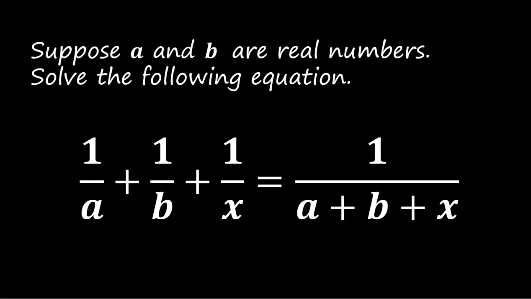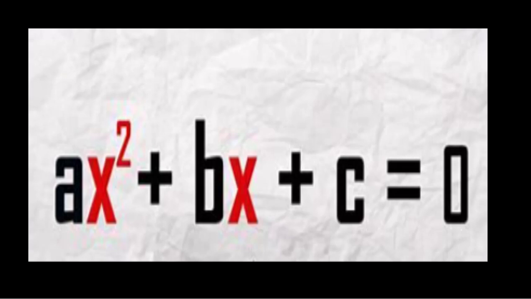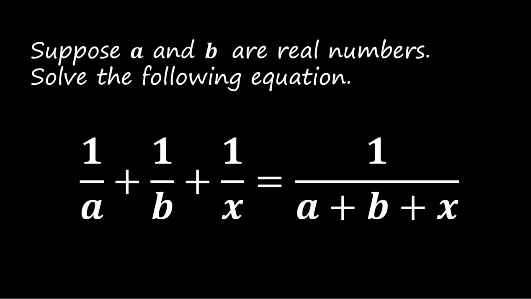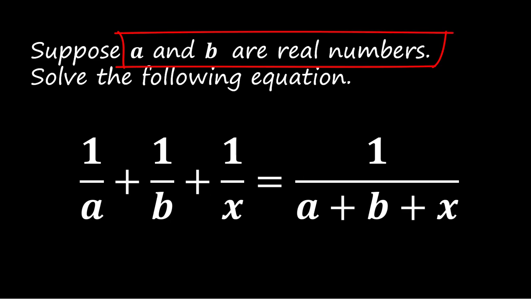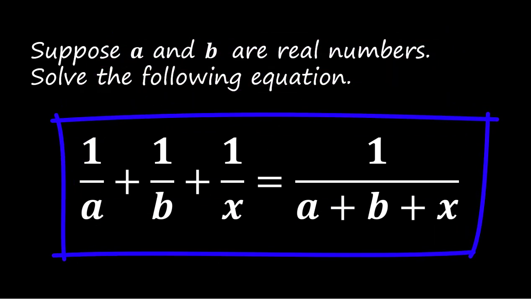Hello everyone, welcome to another exciting math problem regarding elementary algebra, in particular the quadratic equation, which is suitable for beginners. Here is the problem. Suppose a and b are real numbers. Solve the following equation. 1 over a plus 1 over b plus 1 over x equals 1 over a plus b plus x.